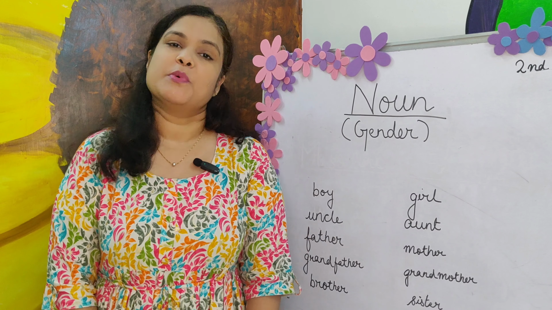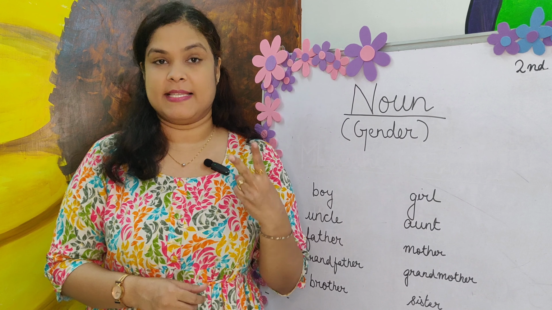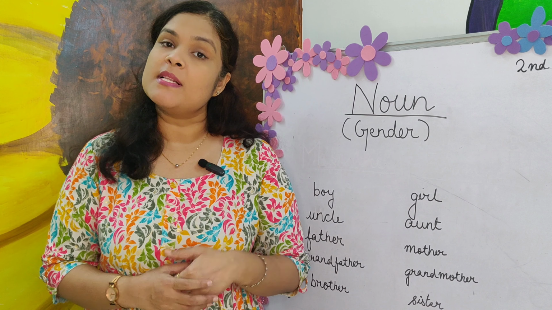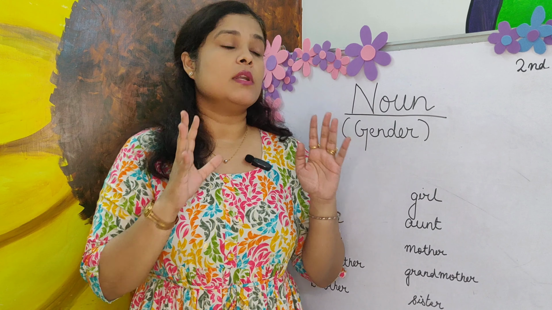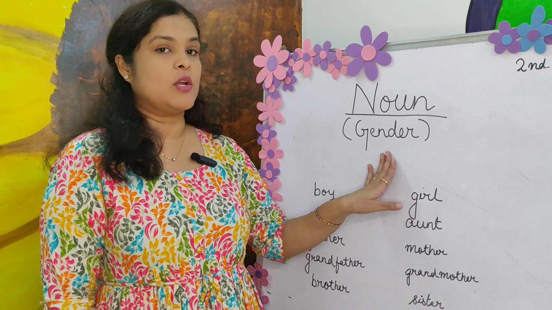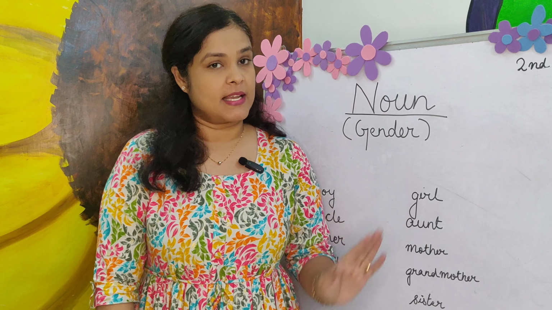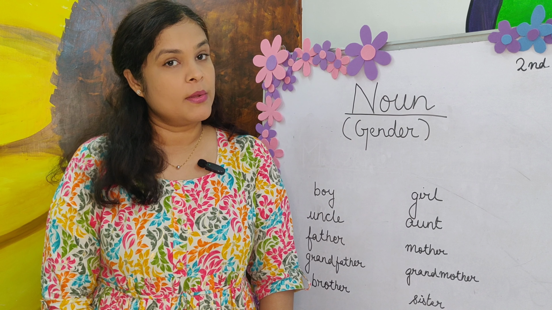Again, a noun is a word that represents persons, places, things or animals, right? Now we have known this, okay? Now gender is a part of noun. So gender is the topic of our today's class. In the last class, we also discussed common noun and proper noun, right?